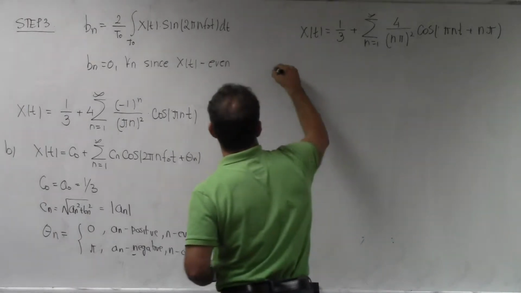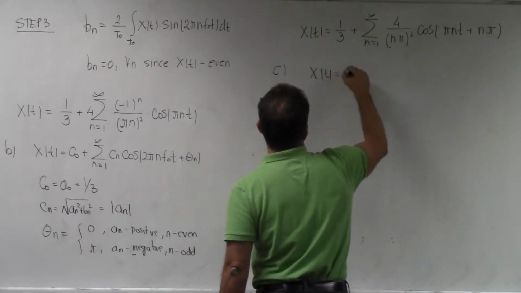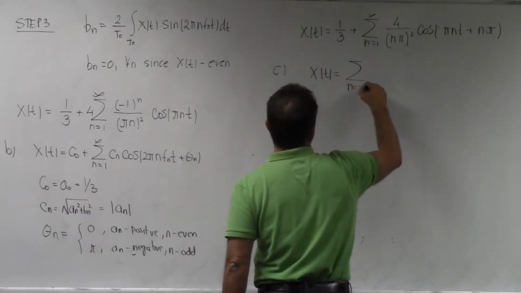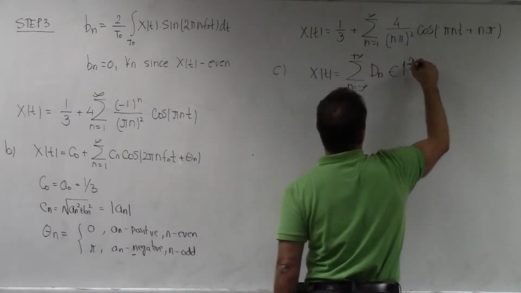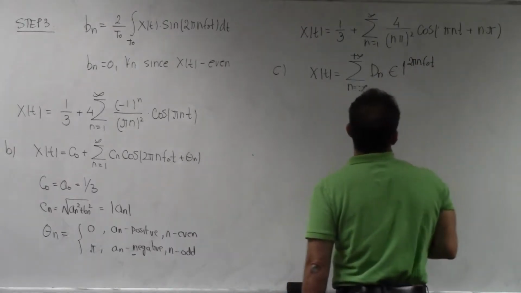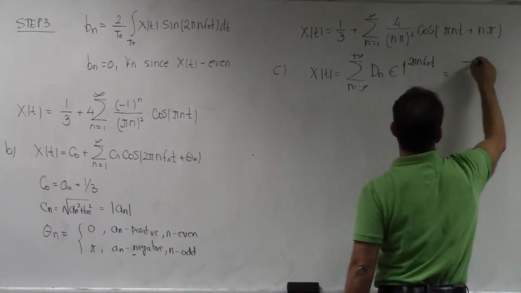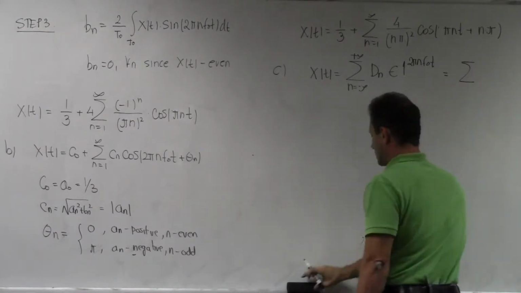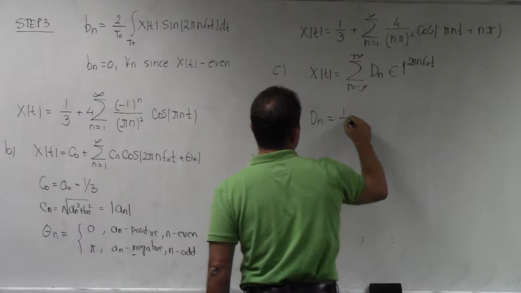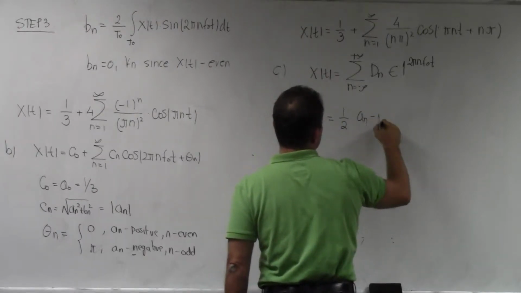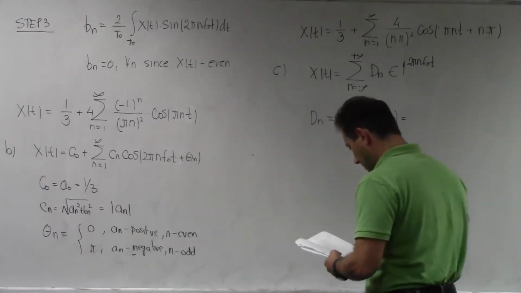And then the last one, C, is now in this case x of t is equal to the sum when n goes from minus infinity to plus infinity of dn e to the j 2 pi n f0 t, which in our case becomes the sum. Let me actually first calculate dn. dn is going to be equal to 1/2 an minus j bn. Since I already calculated an, I can put it in here.